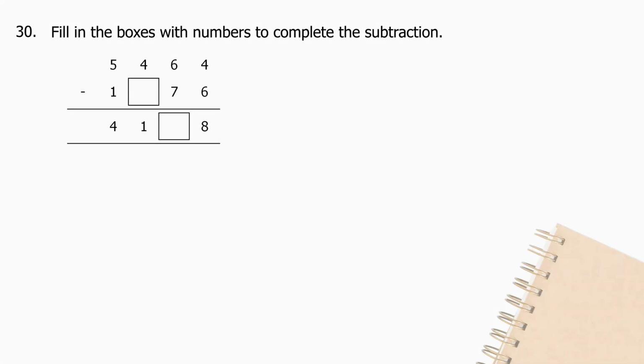Question 30. Fill in the boxes with numbers to complete the subtraction. 5, 4, 6, 4, minus 1, missing number 7, 6, and it is equal to 4, 1, missing number 8.